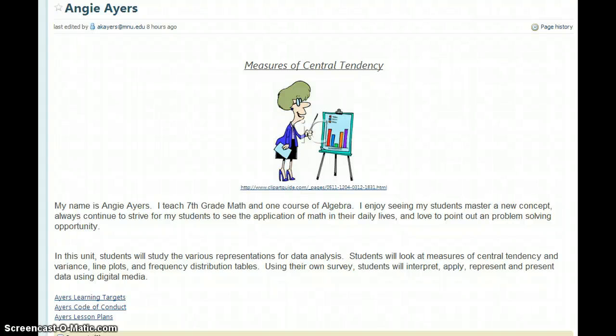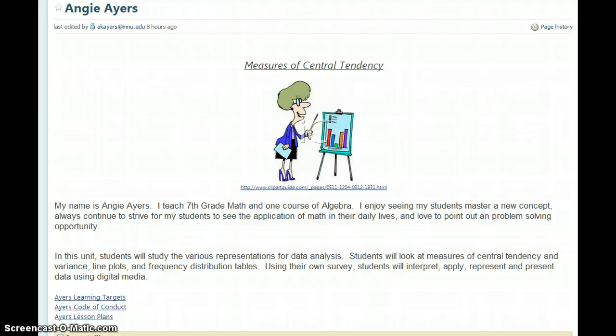My name is Angie Ayers, and I teach 7th grade math in the DeSoto School District. My unit is on the measures of central tendency. At the end of this unit, I want my students to be able to find data, interpret that data, and then provide feedback or make predictions from the data.